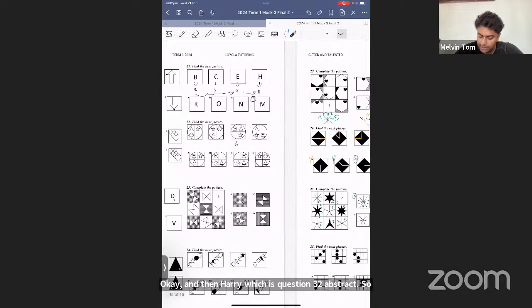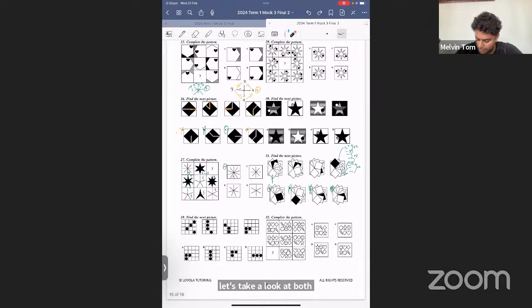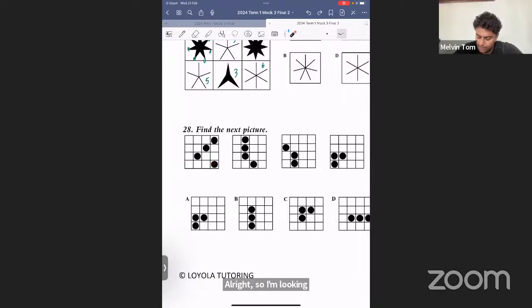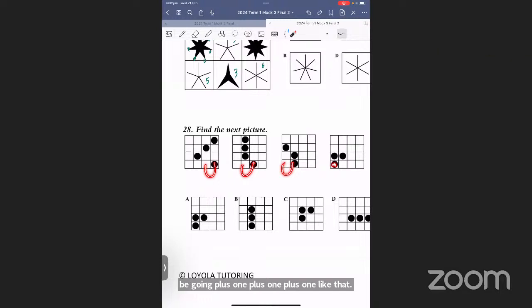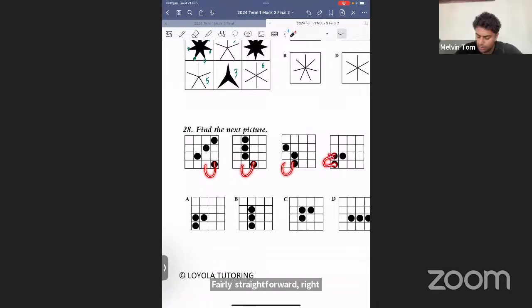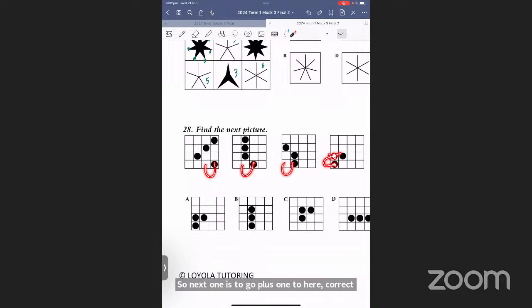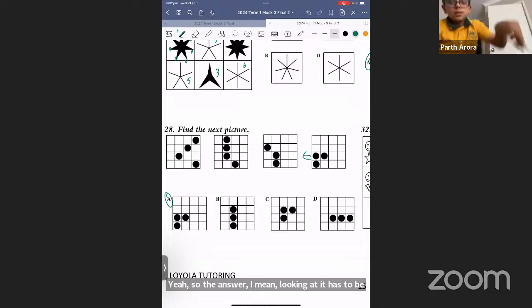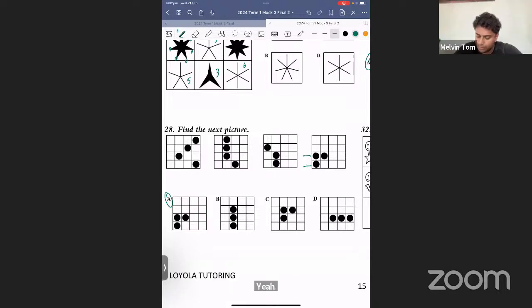So 28 abstract, this one here, right? Yeah. All right. So I'm looking at this dot here, and this dot seems to be going +1, +1, +1, like that. Fairly straightforward, right? So next one is to go +1 to here, correct? Yeah. Looking at it, it has to be A, but from here, it could also go across to here. So it's not enough evidence at this stage.